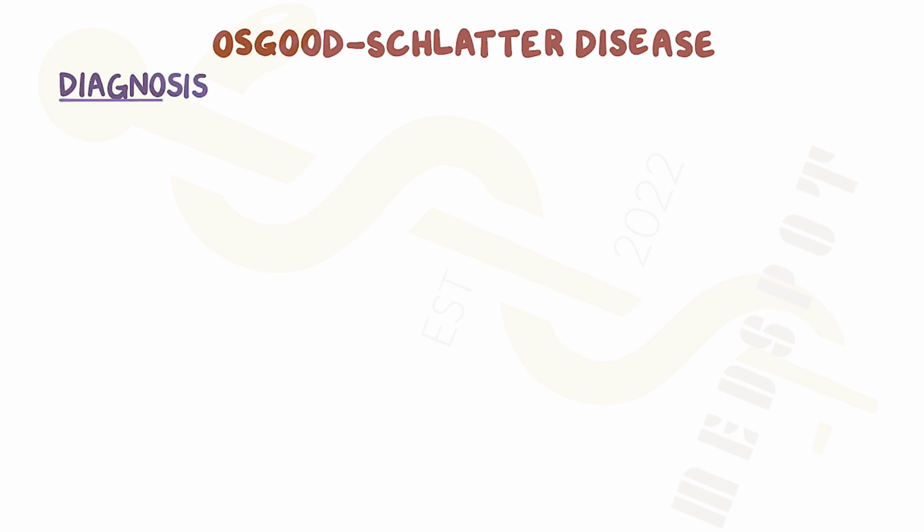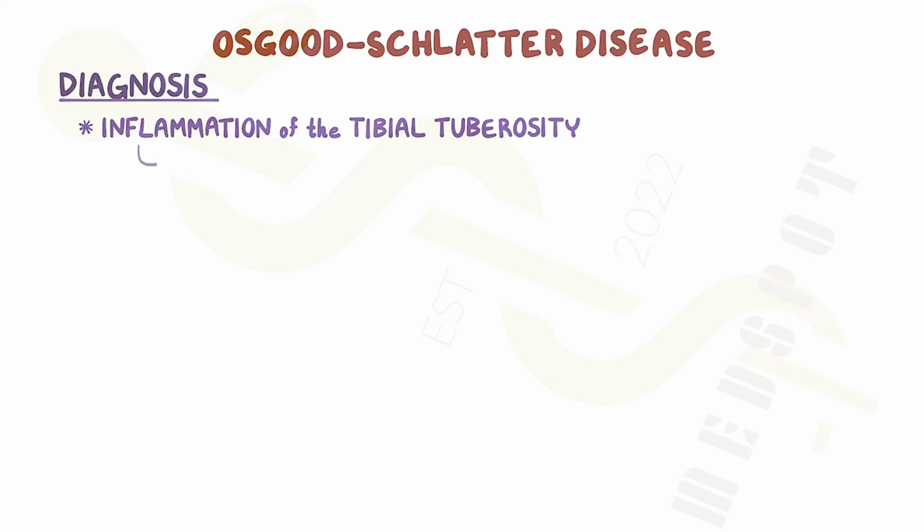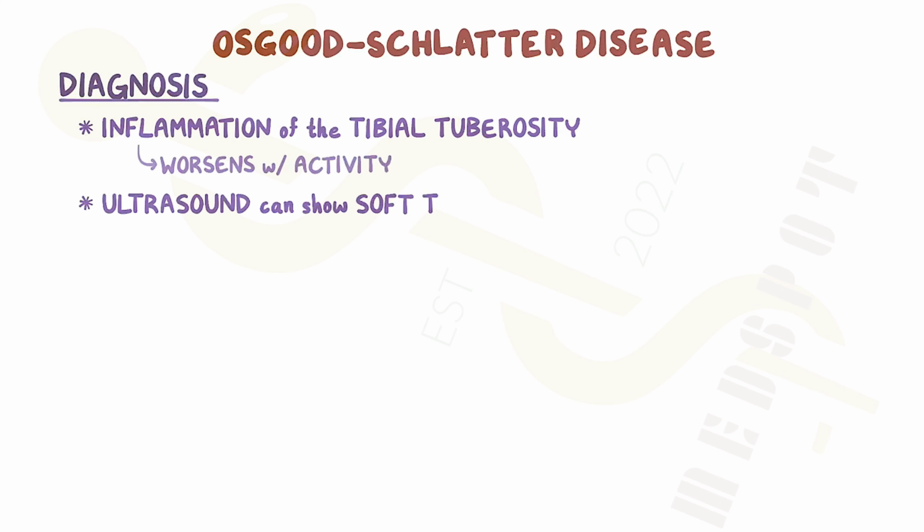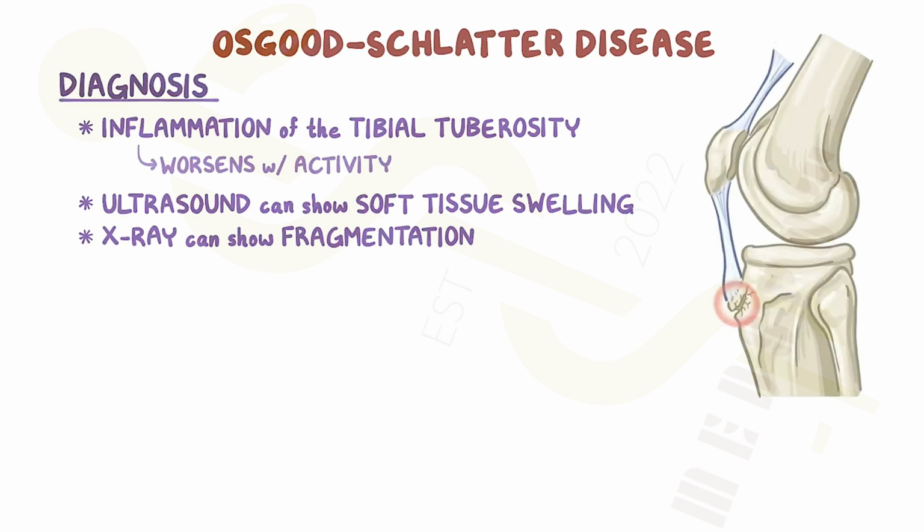The diagnosis of Osgood-Schlatter disease is mainly based on inflammation of the tibial tuberosity, which worsens with activity. In addition, an ultrasound can show soft tissue swelling around the tuberosity, and an X-ray might show fragmentation of the tibial tuberosity in severe cases.